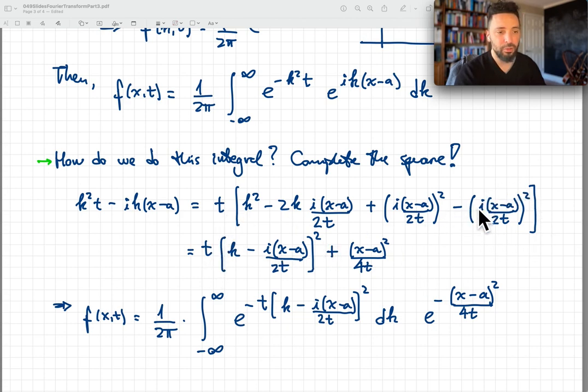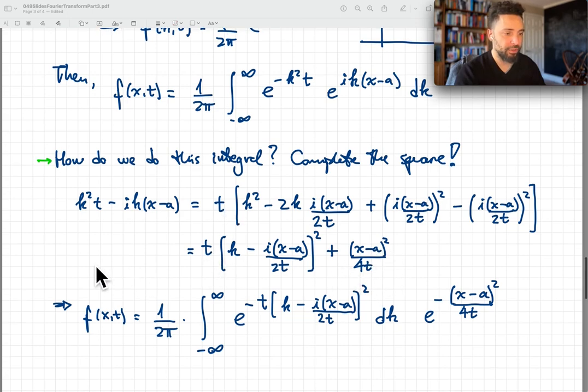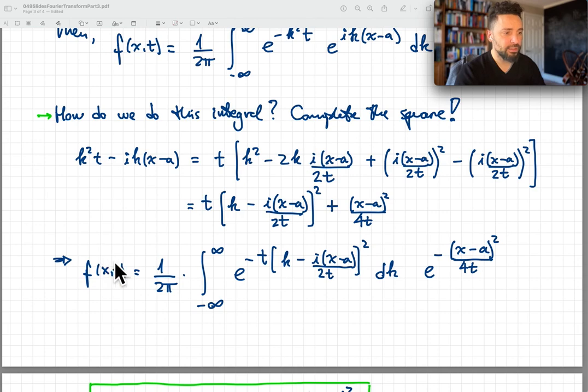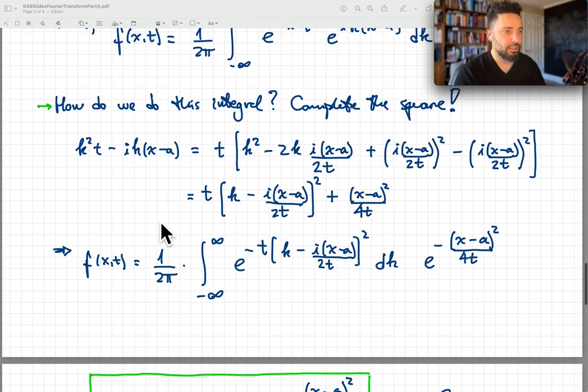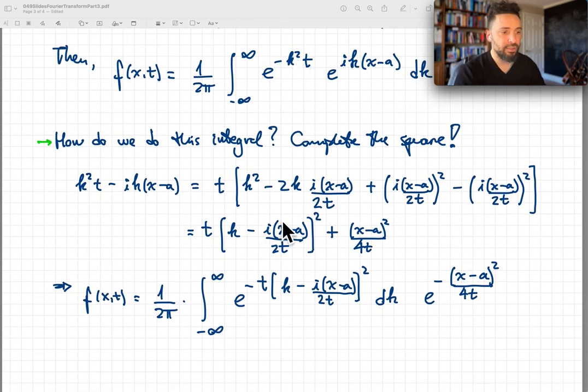and then I take this factor here and I have a minus sign, I have an i squared, which gives me another minus sign, so that's a plus sign here, and then I have (x minus a) quantity squared divided by 4t. Why t and not t squared? Because again we had this t multiplying overall, and I already did that simplification over here. So that tells us that the integral that we need to do has its k dependence entirely concentrated in this perfect square.